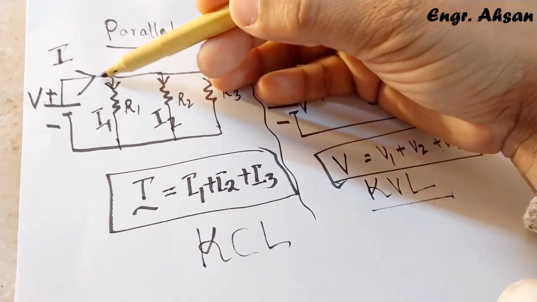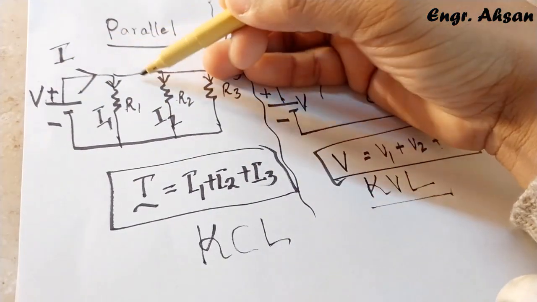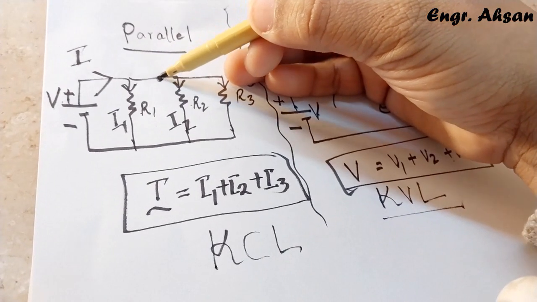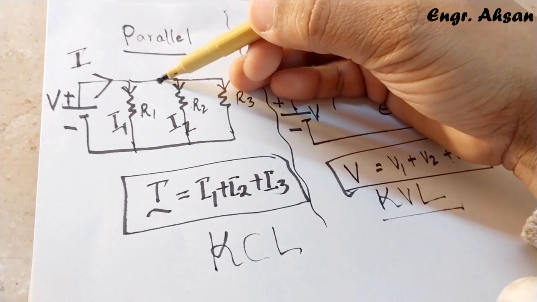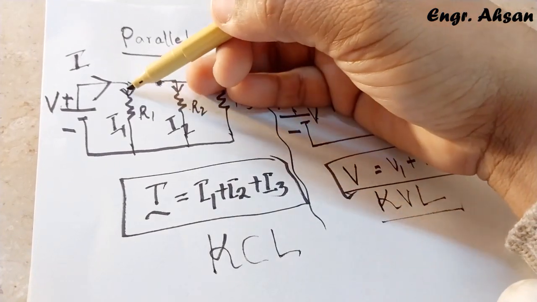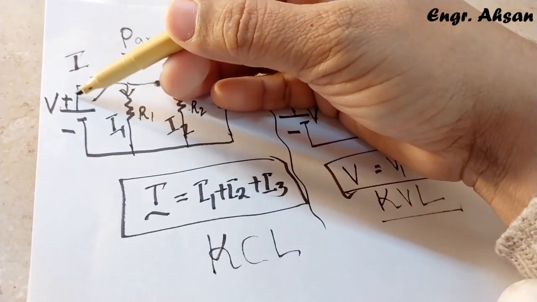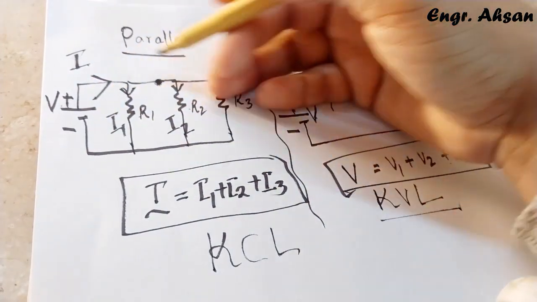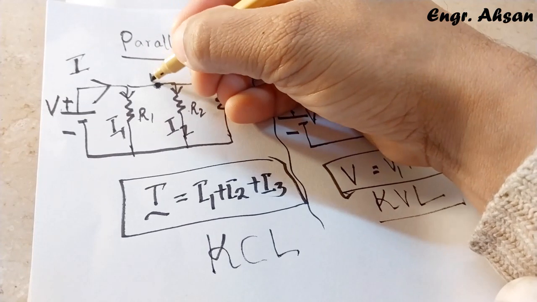Here you can see all components are connected to the same wire or the same point. This point is connected at one end, the same point is connected to another component, the same point is connected with another component, and with another part of the circuit. So this point is common to all. That's why we call this point a node.